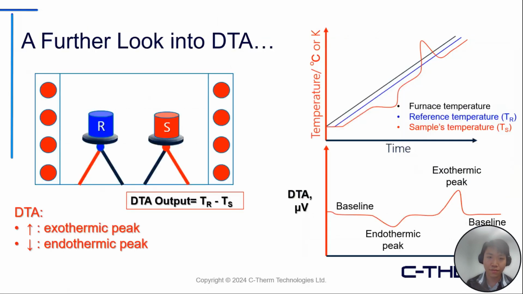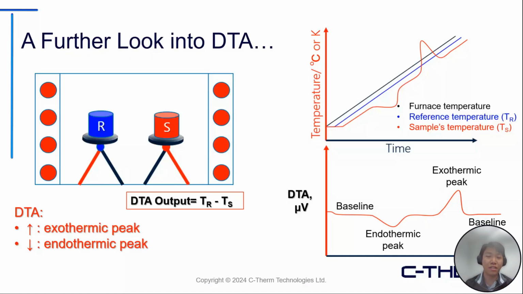Now that I've talked about TG, I would like to shine a spotlight on DTA as well. So I mentioned earlier that DTA observes the endothermic and exothermic reactions that happen on the sample, but it does so by measuring both the reference and the sample at the same time, and it measures both their temperatures and looks at the change in temperature difference between the two.